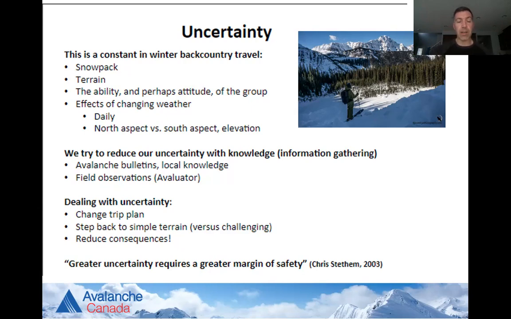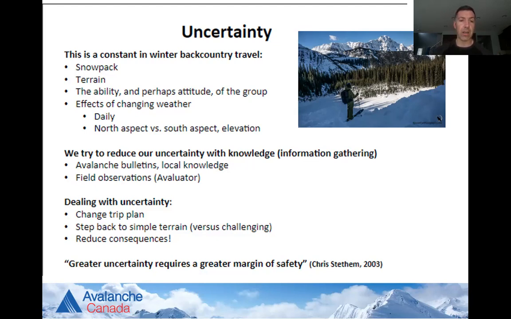So, dealing with the uncertainty, the change of trip plan. Obviously, having a few different ski tours up your sleeves that you can go and do. And then you can always step back, and we're going to talk about a few things here: simple terrain versus challenging terrain. We're going to have a little look at that later on in our presentations. It's how we can classify terrain by the likelihood of it avalanching.